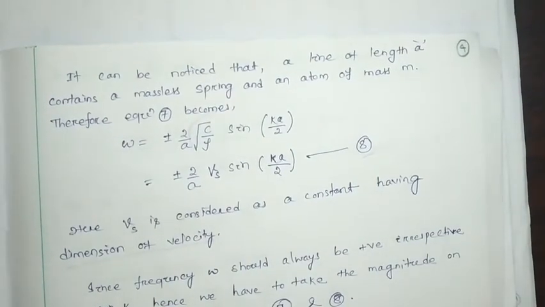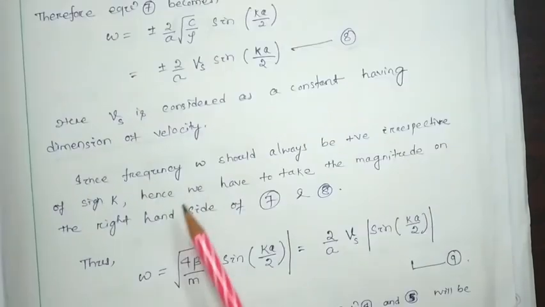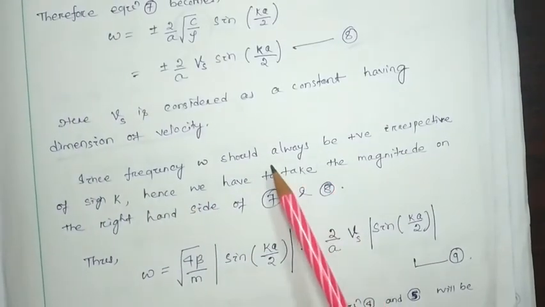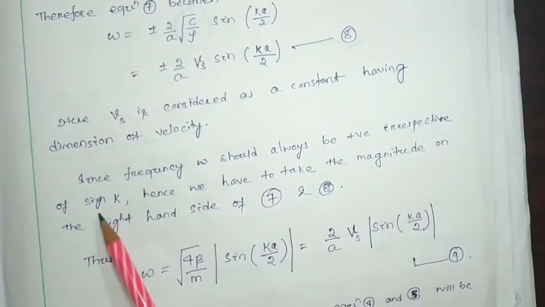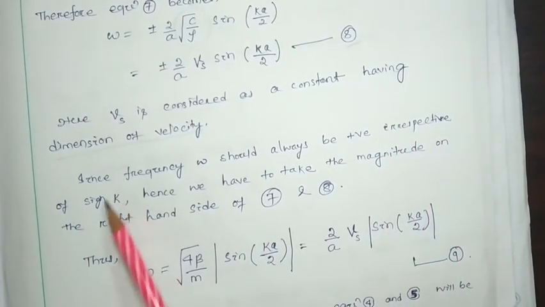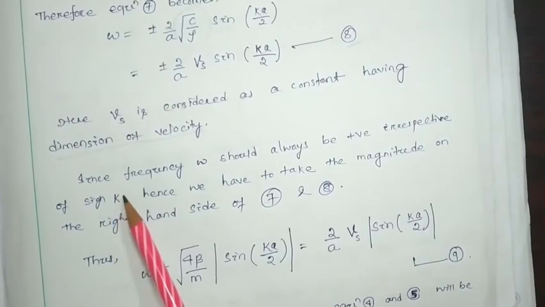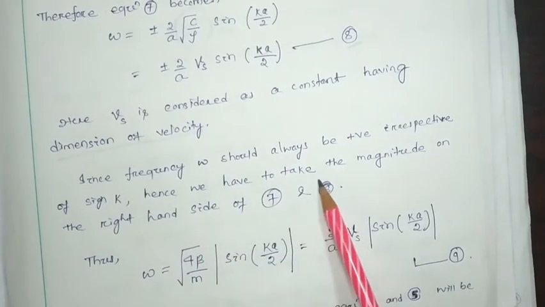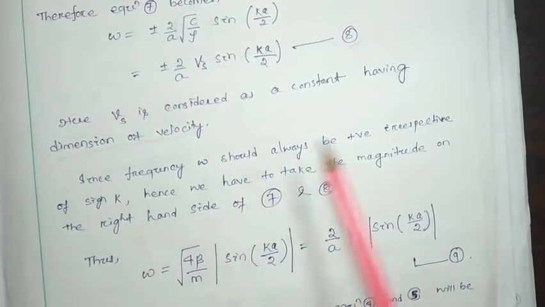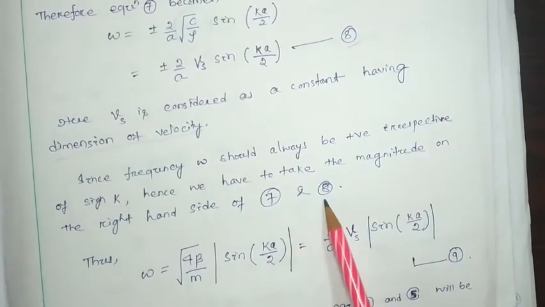Since frequency omega should always be positive irrespective of the sign of k, because k is the wave vector, and the direction of the wave vector may be along the positive x-axis or along the negative x-axis, hence we have to take the magnitude on the right hand side of equations number 7 and 8.